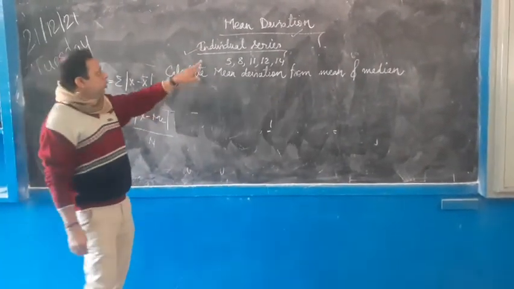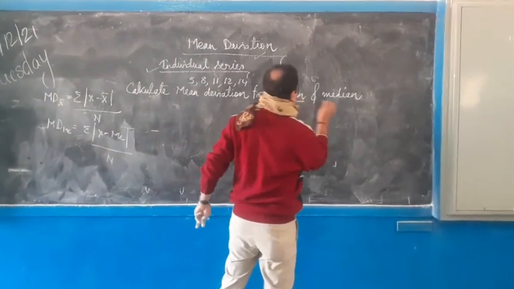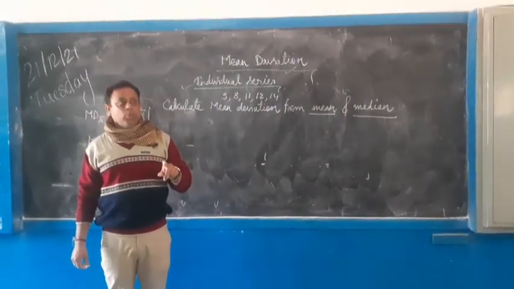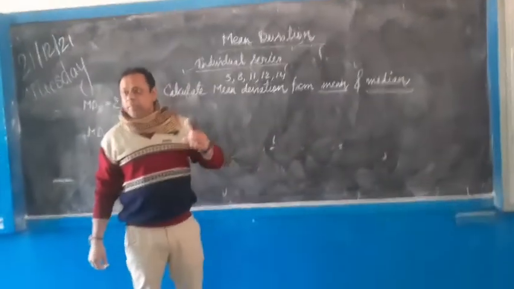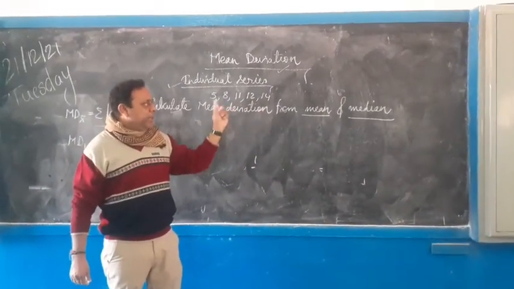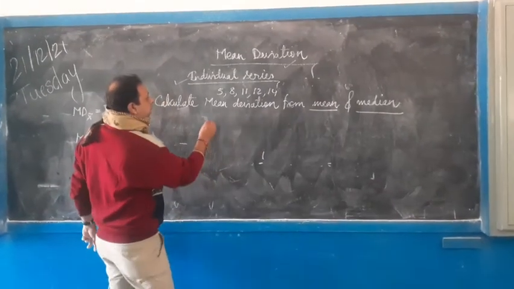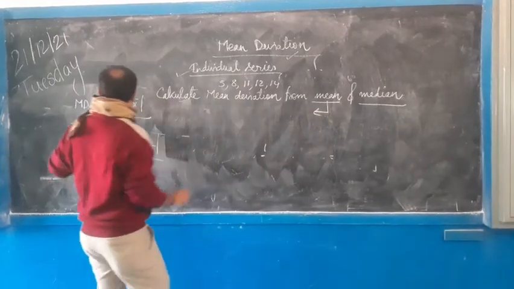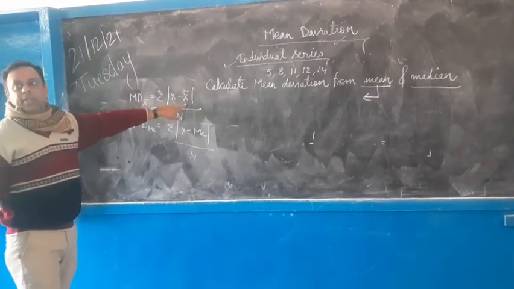Here the question is: calculate mean deviation from mean and median. It means that first we will have to take mean and median, and then we will calculate the mean deviation from mean and mean deviation from median. So first we will calculate mean deviation from mean. The formula for mean deviation from mean is summation of mod value of x minus x bar.